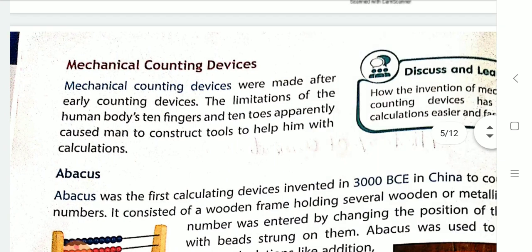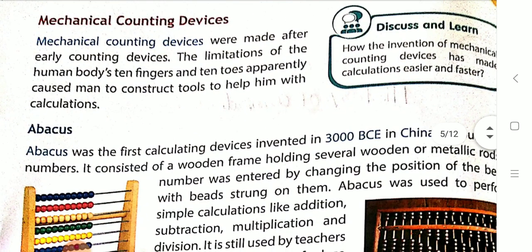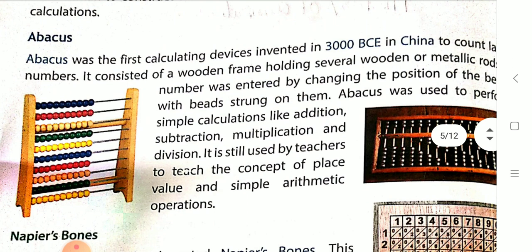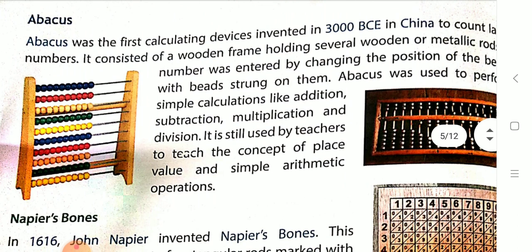Then mechanical counting devices. Mechanical counting devices were made after earlier counting devices. The limitation of the human body's 10 fingers and 10 toes apparently caused man to construct tools to help him with calculation. The first calculating device was named abacus. So let us learn about abacus.